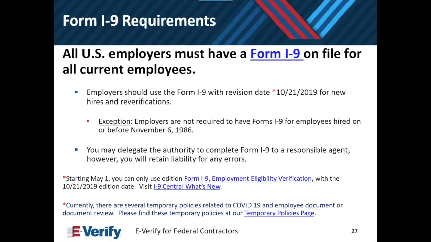So if you're not able to do that, you can have someone who is physically present with them to do that, and they act on your behalf. They then also complete section 2 of the Form I-9 and sign it on behalf of your company. If that's the case, just make sure that person knows what they're doing, of course, because as a company, you still retain any liability for errors that that third party makes on the form.